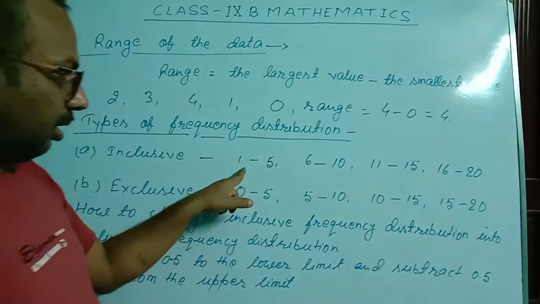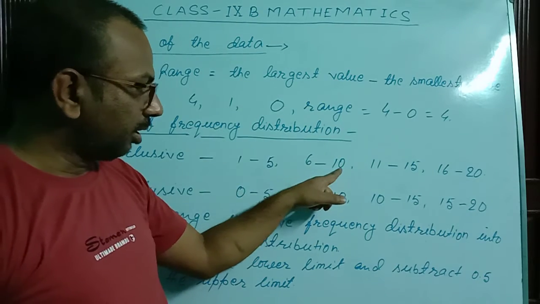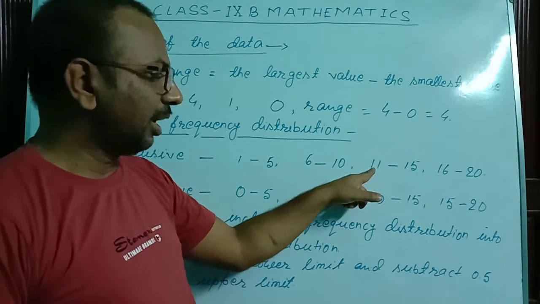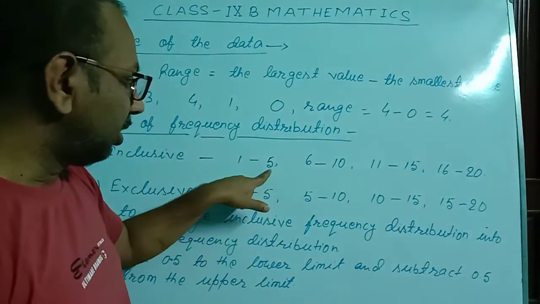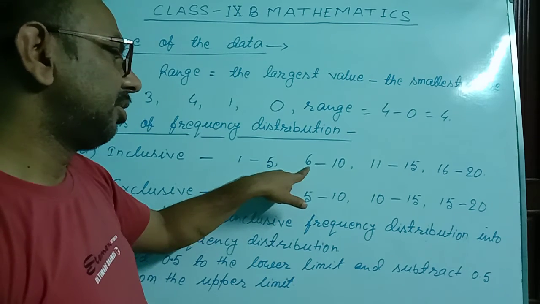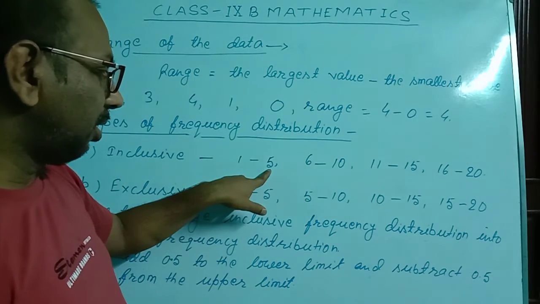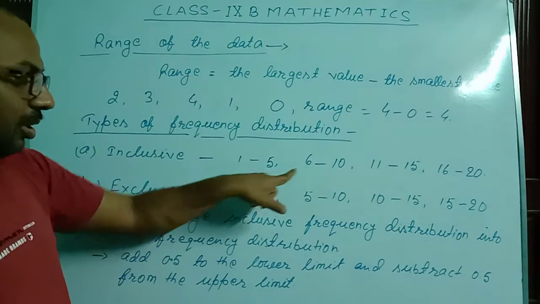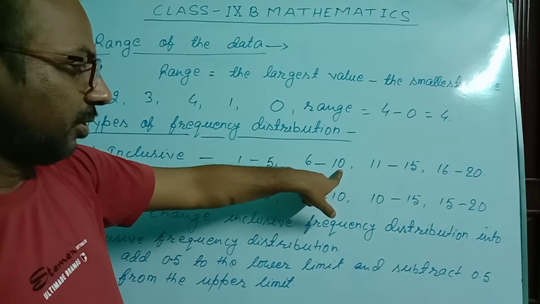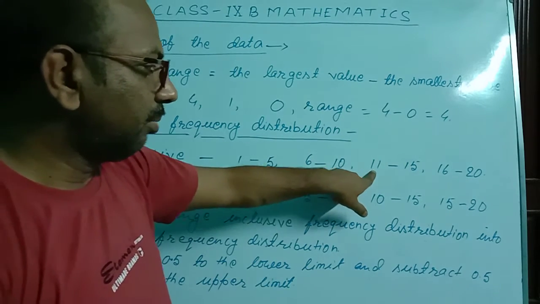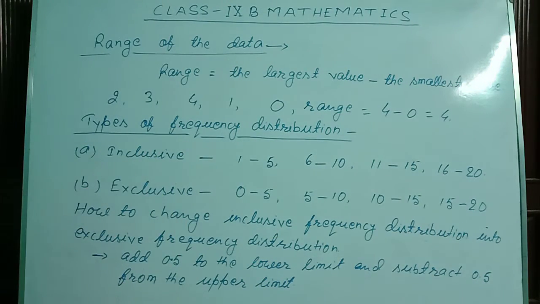Here, lower limit is 1, upper limit is 5. Lower limit is 6, upper limit is 10. Lower limit is 11, upper limit is 15. Lower limit is 16, upper limit is 20. So what are we saying? This upper limit does not coincide with the lower limit of the second class interval. Means the upper limit of the first class interval is not the lower limit of the second class interval. Similarly, here also the upper limit of the second class interval is not the lower limit of the third class interval. So this type of frequency distribution is called inclusive frequency distribution.